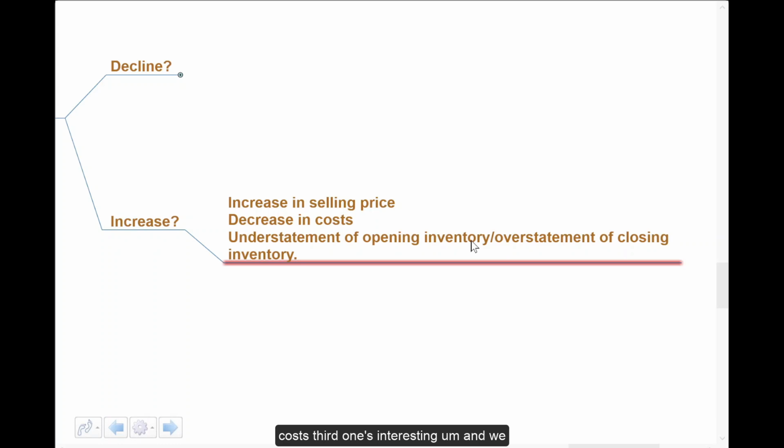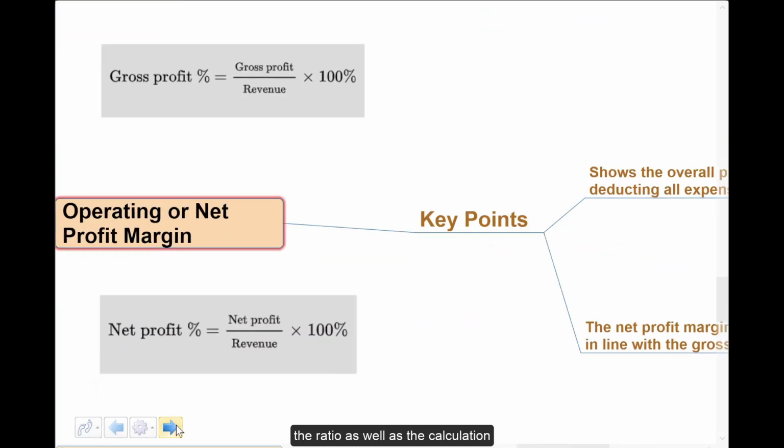Third one's interesting, and we know from our cost of goods sold calculation, i.e. opening inventory plus purchases minus closing inventory, we know that changes, or indeed understatements, let's say, for whatever reason, in these areas is certainly going to possibly lead to an increase depending upon the way that things go. Okay, so let's look at the reasons behind the ratio as well as the calculation itself.